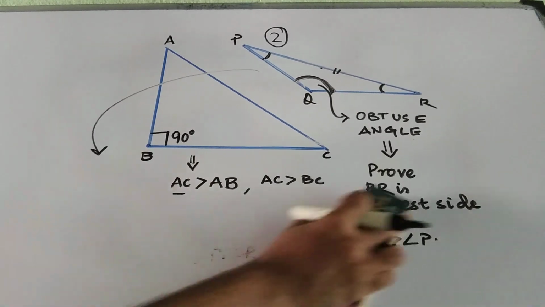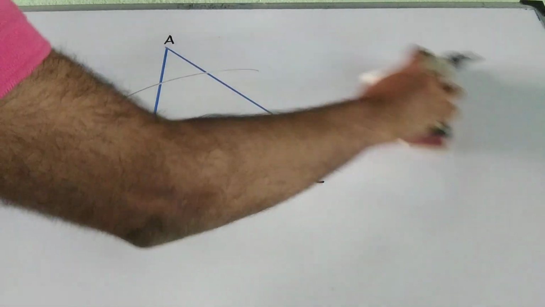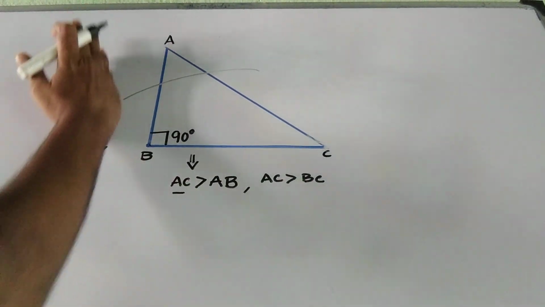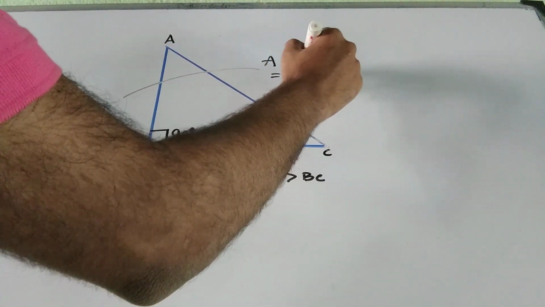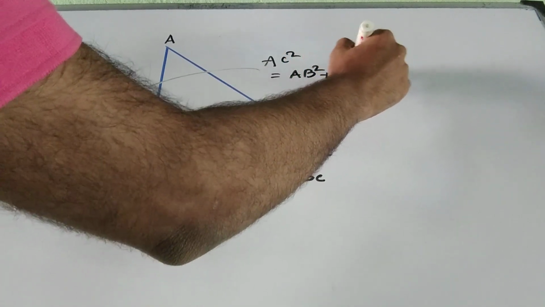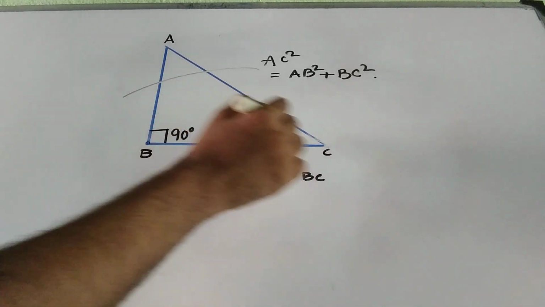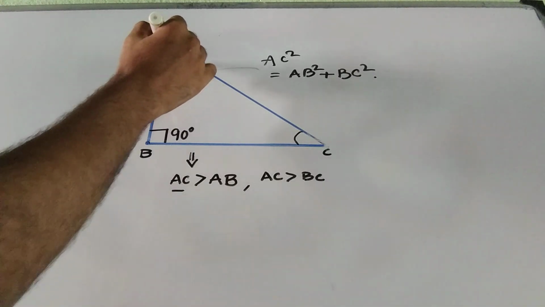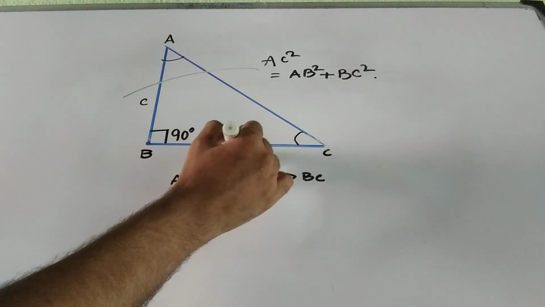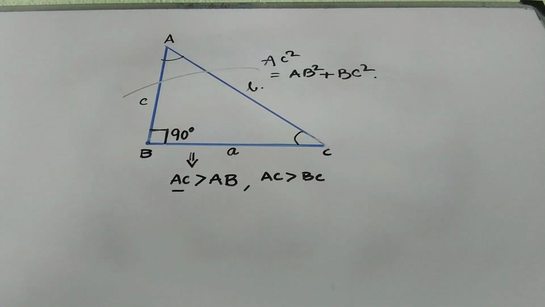Secondly, I am going to prove that for a right angle triangle, the hypotenuse is the largest side. We know that from Pythagoras theorem, AC square equals AB square plus BC square, right? This is the Pythagoras theorem for a right angle triangle. Now proving this, what does that mean? Let this angle be C, so its opposite side I am considering as small c. This angle is A, its opposite side I am considering as small a. This angle is B, that is 90 degrees. I am considering the hypotenuse as small b.